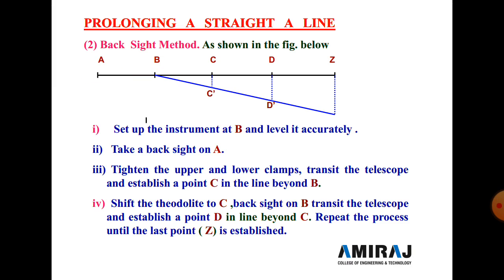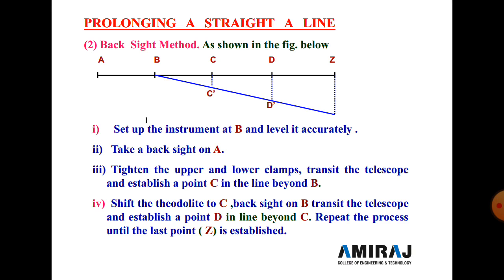Then tighten the upper and lower clamp screws, transit the telescope, and establish a point C in the line beyond B. So rotate the telescope, bisect, and fix the upper and lower clamps. Clear? So here no horizontal rotation is done, only vertical rotation of the telescope. Rotate the telescope in a clockwise direction and bisect the C point.